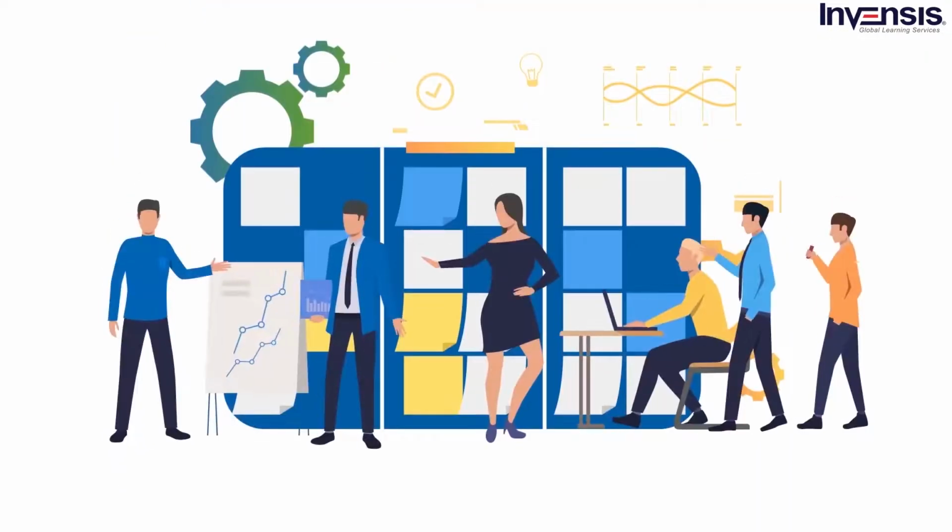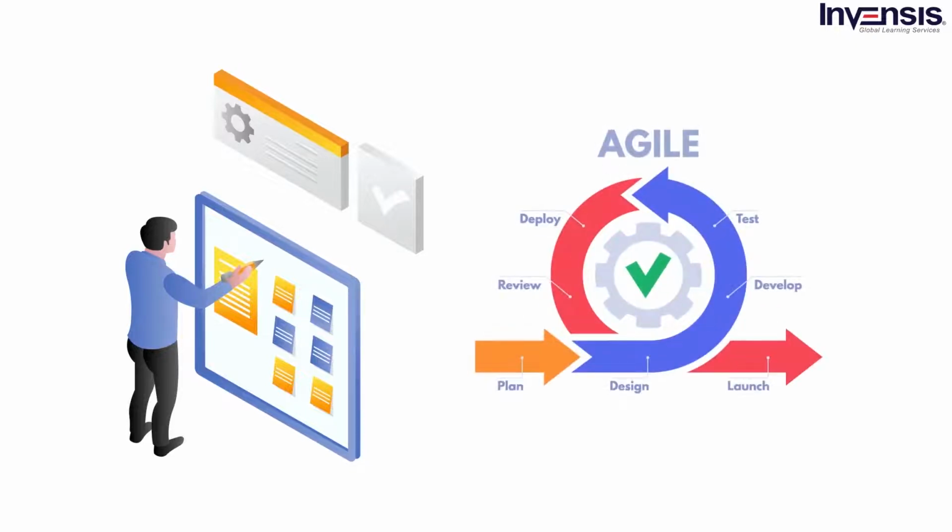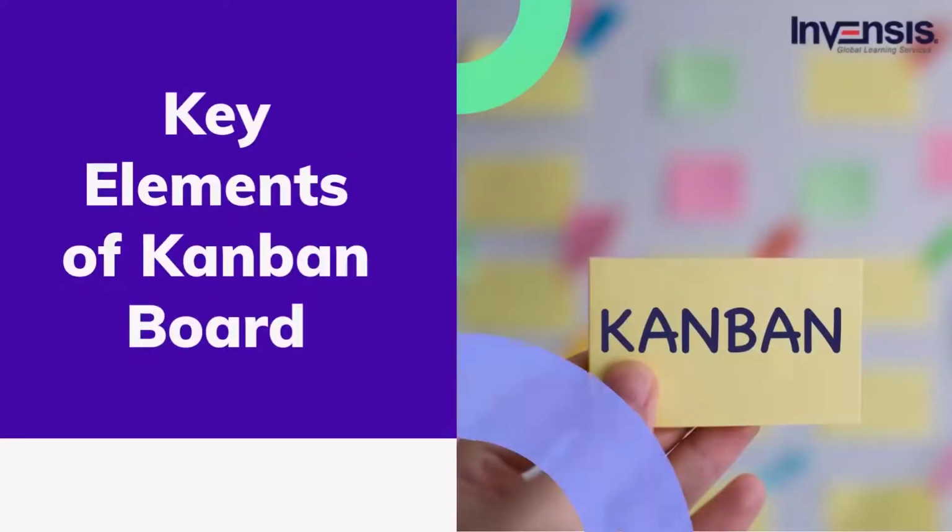This is how the Kanban board as we know it today was created to become one of the most effective Agile project management tools for knowledge work. Kanban boards are often referred to as Agile task boards due to the extensive use of this technique by Agile teams. So, in this video, we are going to understand the key elements of the Kanban board.